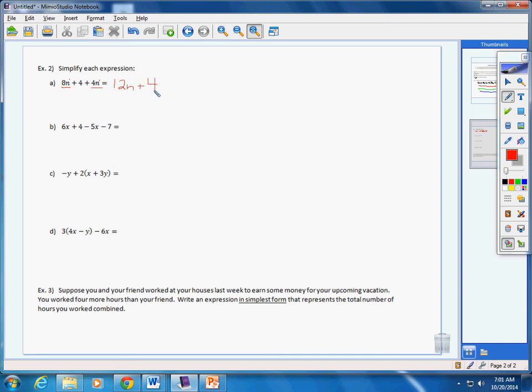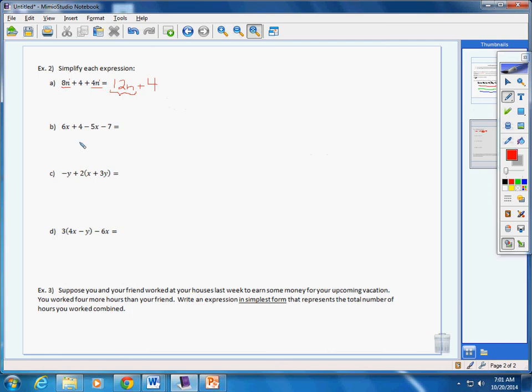Some might say, well, why can't I combine 12n and 4? Well, 12n and 4 can't be combined because they're not like terms. That's like saying, I have 12 apples, and I want to add to it 4 oranges. I don't have 16 apple oranges. I still have 12 apples and 4 oranges. So you keep those separate. This is as simple as you can make this expression, so you are done.